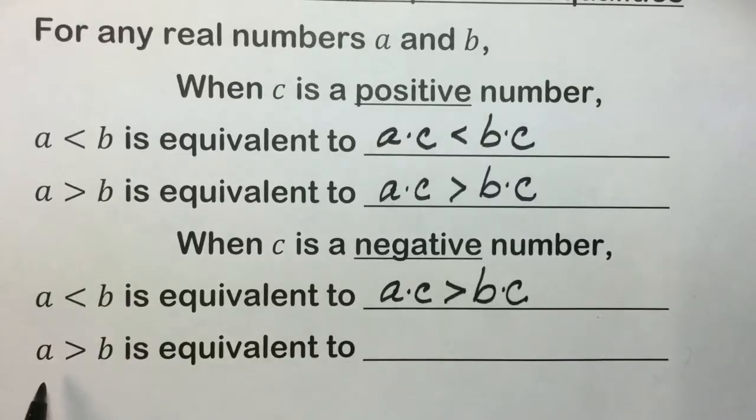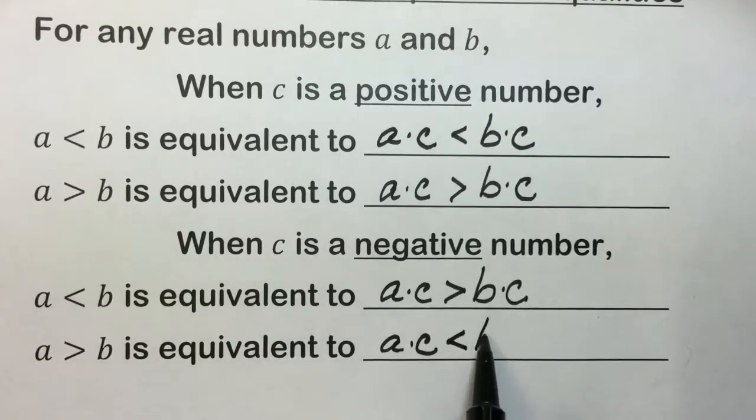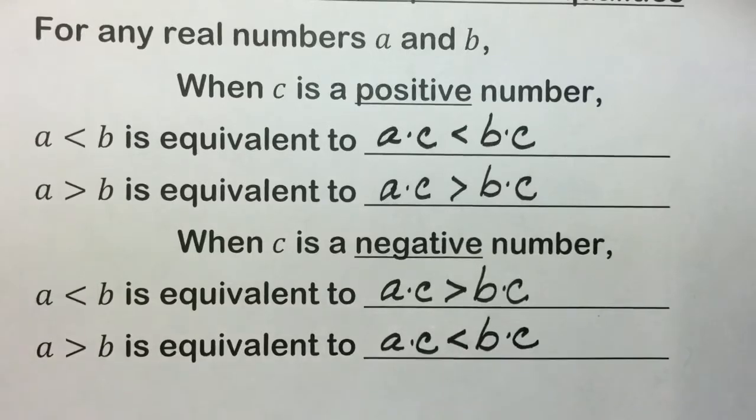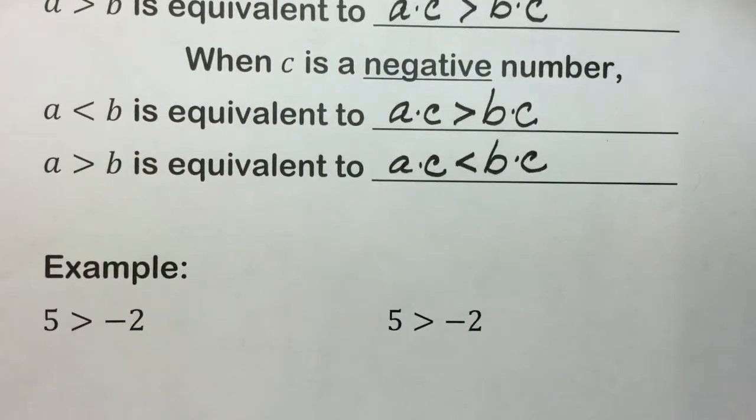And likewise, if we start out with a greater than b and multiply this inequality by a negative quantity on both sides, we will change the direction of the inequality. The greater than becomes a less than, a times c less than b times c. And to illustrate that, I have some examples here.